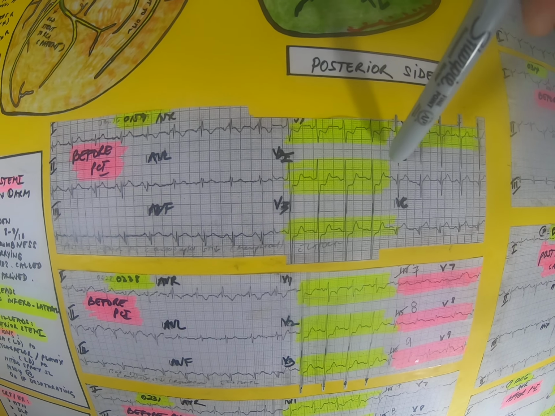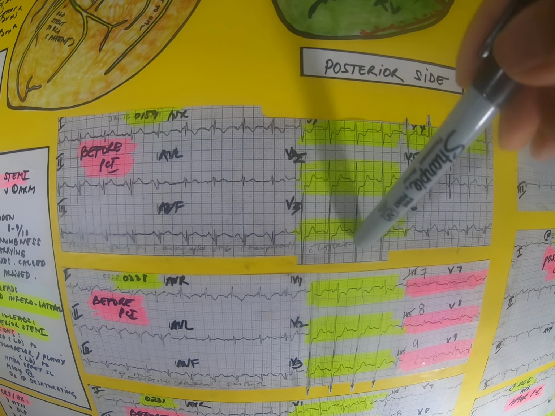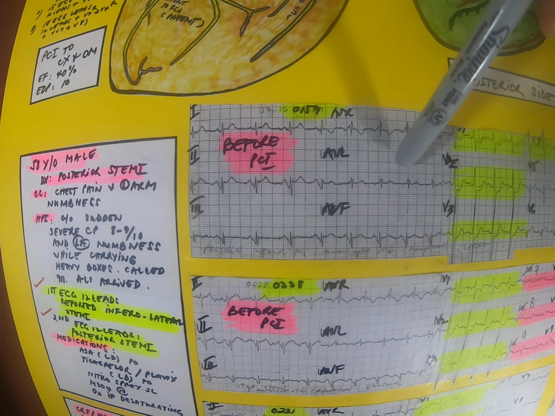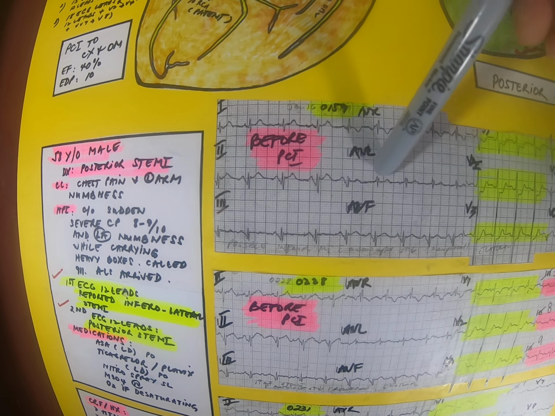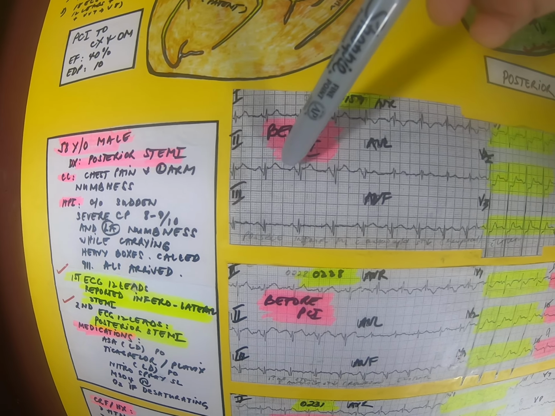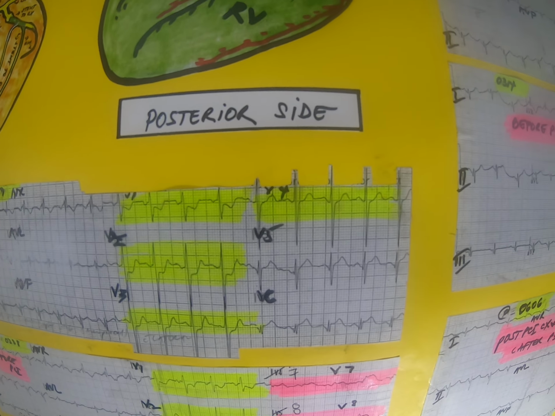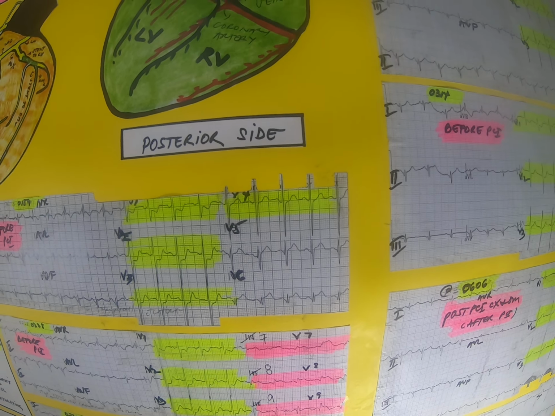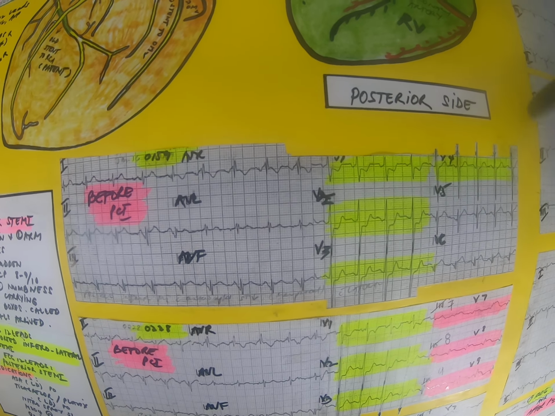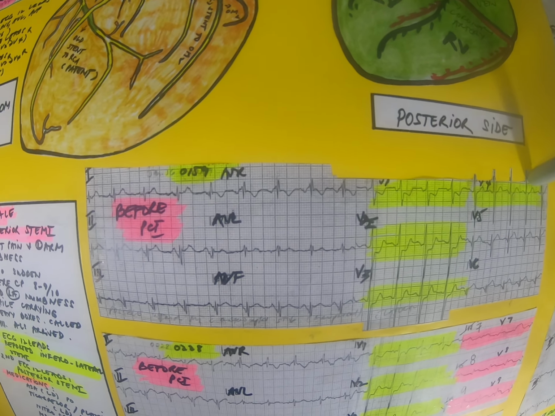So is the machine interpreting this as a reciprocal for an inferior STEMI or inferolateral? There's none, because I told you there's no ST elevation on the inferior leads. Okay, so anyway, that is the very first 12-lead ECG done.